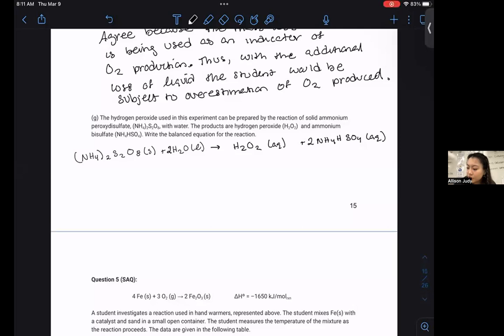You could have written out this overall equation. You could also technically write out the net equation as long as it's balanced. It's asking you for the balanced chemical equation and it's not asking you specifically for net. So I would just stick with the overall.